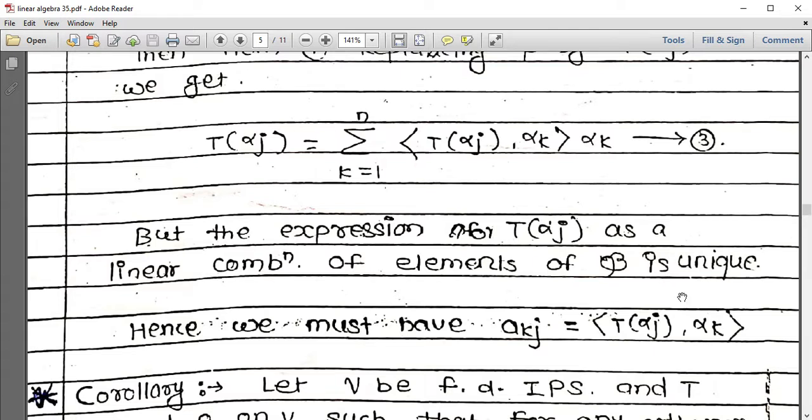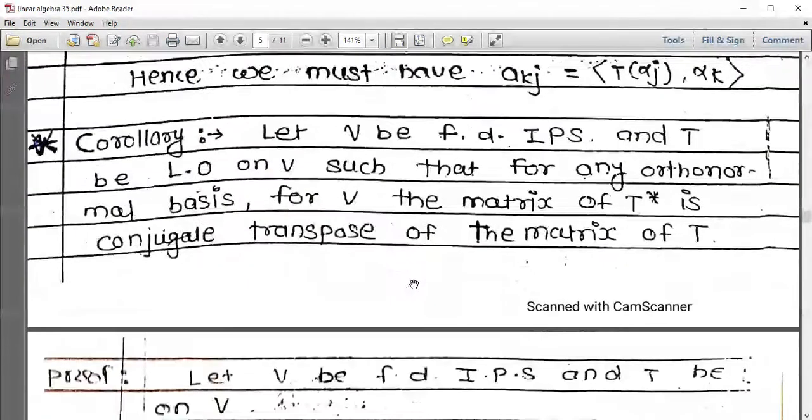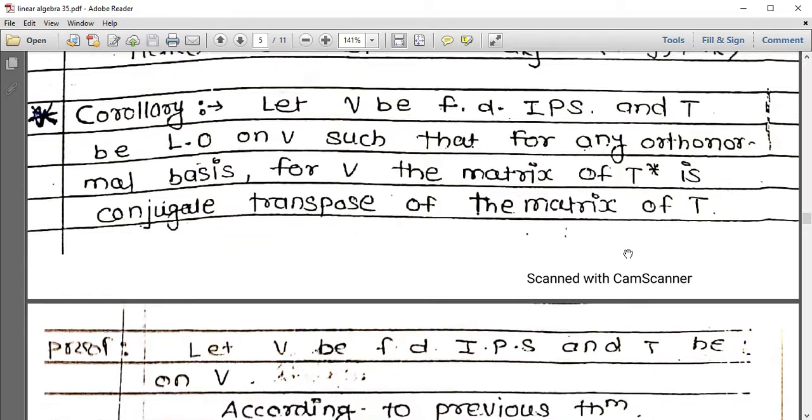Now the next corollary: let V be a finite dimensional inner product space and T be a linear operator on V. Then for any orthonormal basis for V, the matrix of T star is the conjugate transpose of the matrix of T.